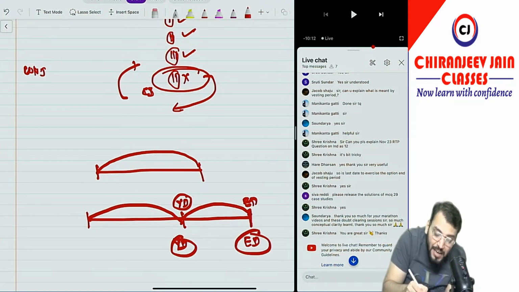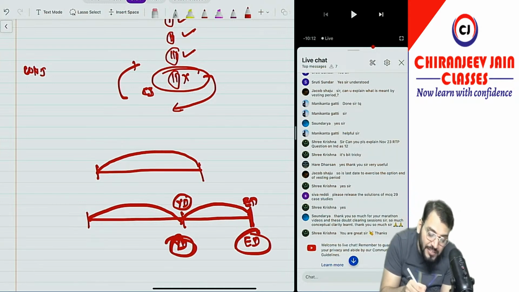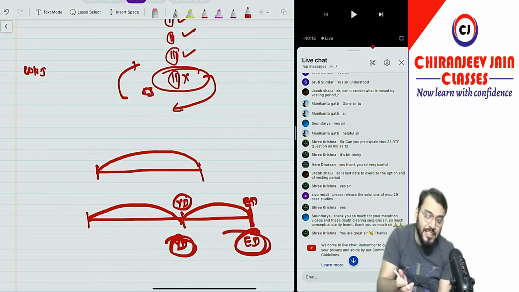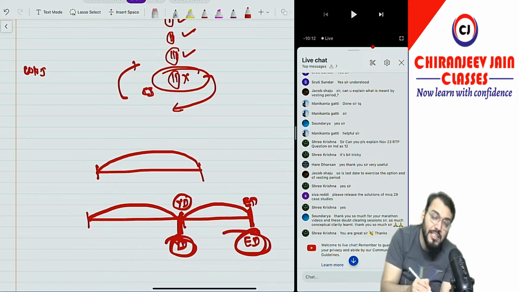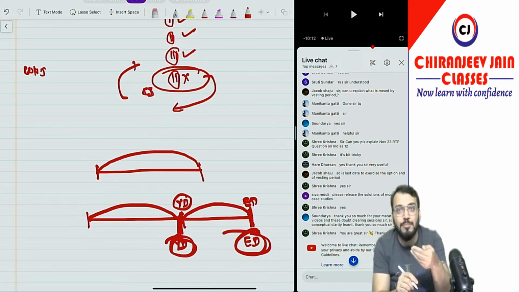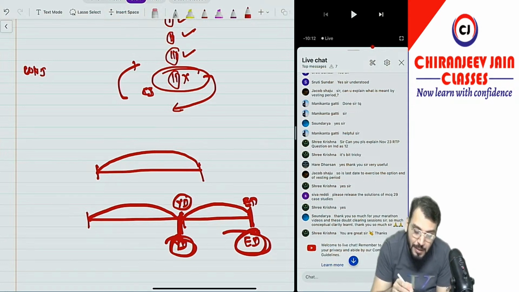So the last day of exercising the option is not the vesting day. The vesting day and exercise day are different. Exercise day will fall in the exercise period. In some questions vesting day and exercise day are the same. If it says exercise right here, then vesting day and exercise day will be the same. But normally we are given some exercise period, so the vesting day will be different from the exercise day. Understood? Correct.